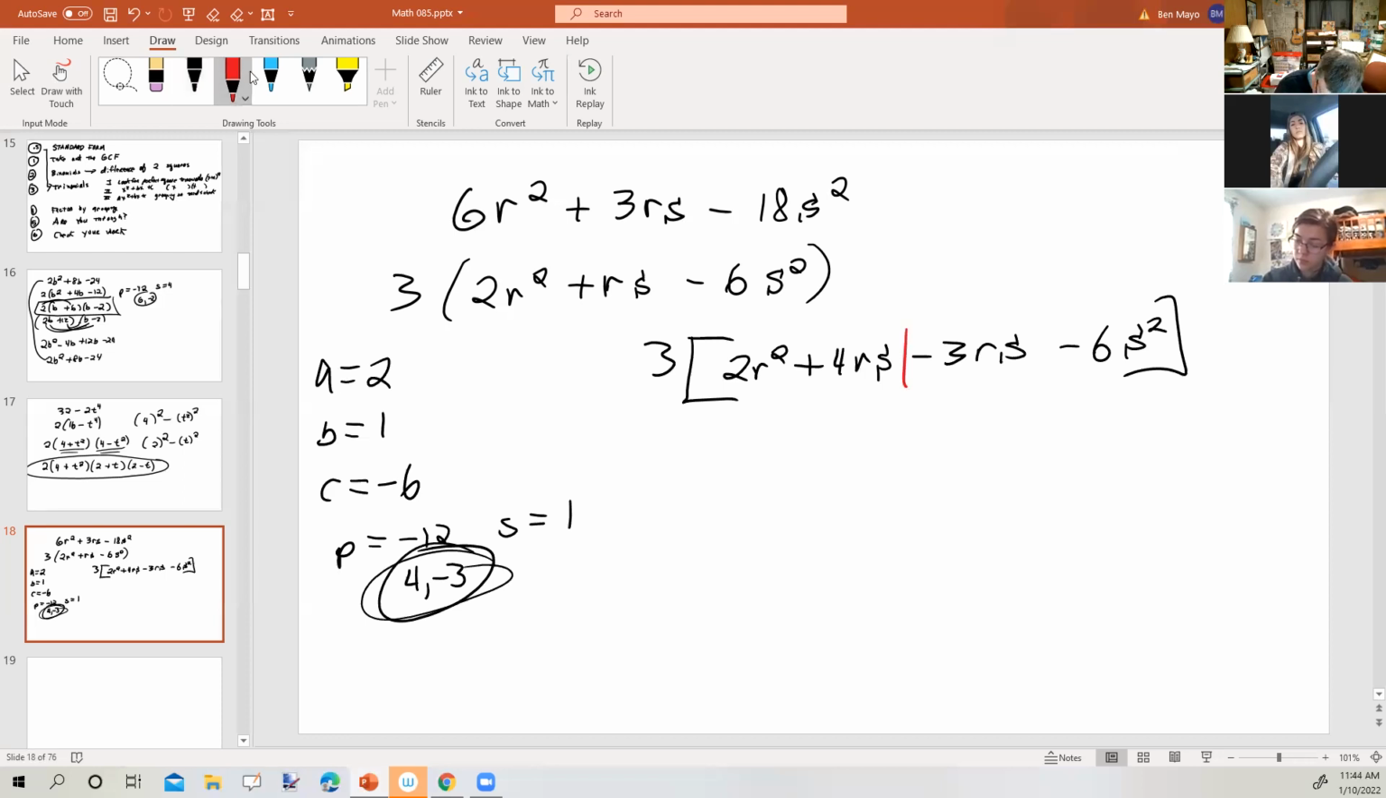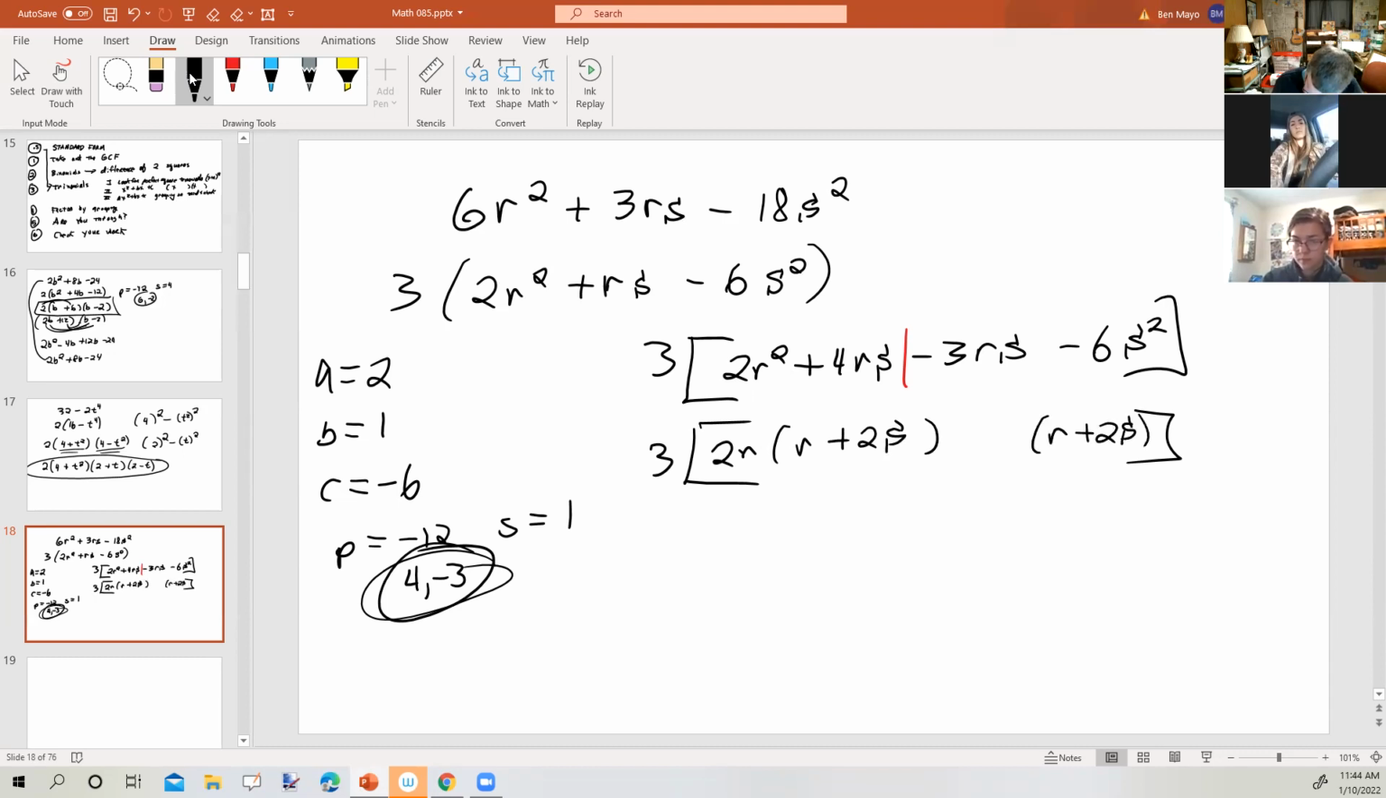Coming back and using grouping, we have 3 times, let's see, the greatest common factor of the first 2 terms inside is 2r. So then r plus 2s. So r plus 2s minus 3s, which gives me minus 3rs minus 6s squared. So I've got 3 times r plus 2s times 2r minus 3s.